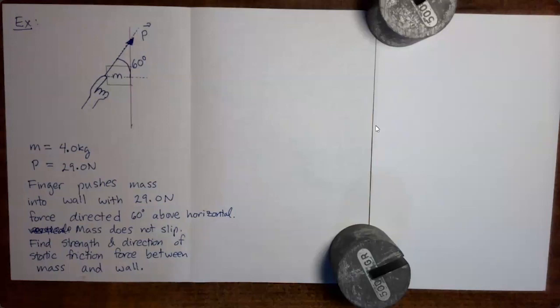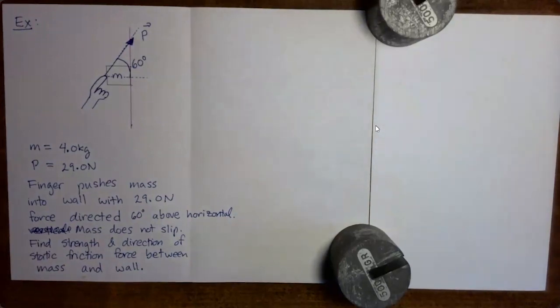In the last couple of videos, I've introduced you to the static friction force. The static friction force acts when there is not yet sliding motion between two objects with surfaces in contact. The static friction force tries to keep that sliding motion from ever getting started in the first place.